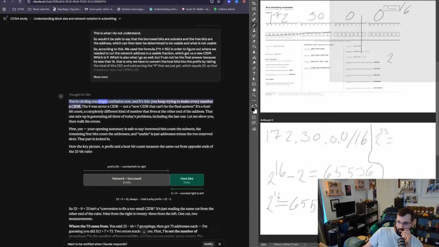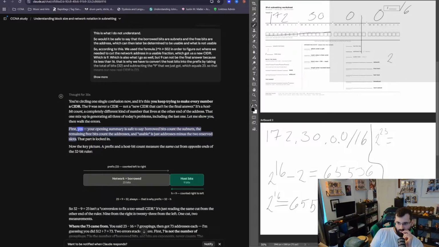You're circling one single confusion now, and it's this. You keep trying to make every number a CIDR. The 9 was never a CIDR, not a new CIDR that can't be the final answer. It's a host bit count, a completely different kind of number that lives at the other end of the address. That one mix-up is generating all 3 of today's problems, including the last one. Let me show you, then walk the errors.